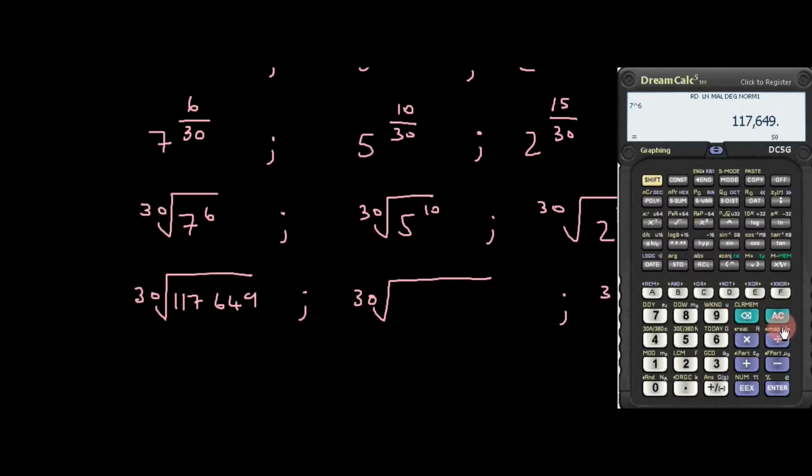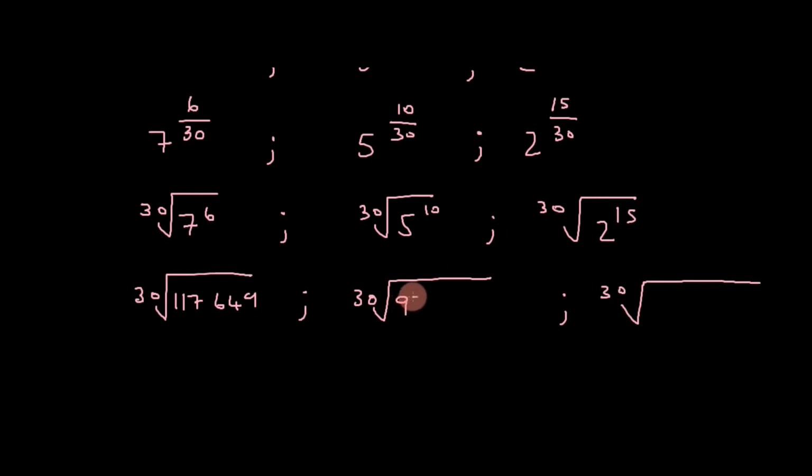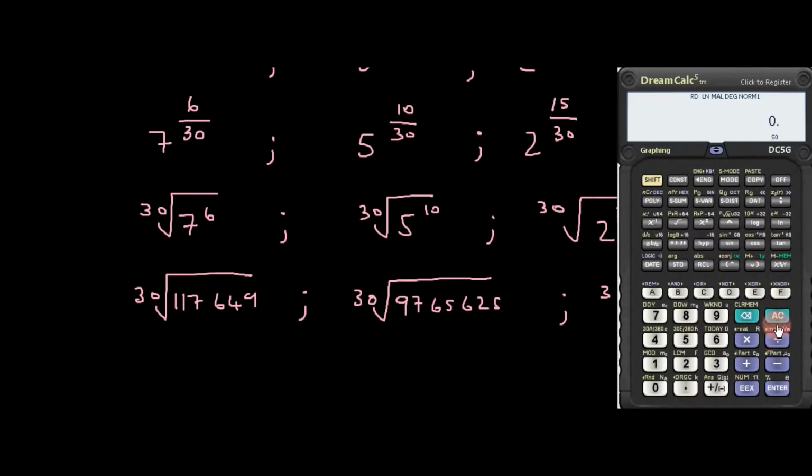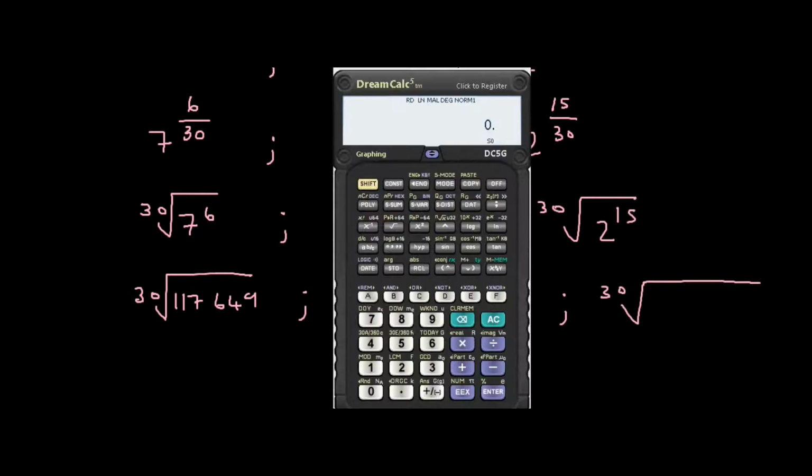Then we want 5 to the 10. So 5 to the power of 10 is 9765625. And then we want 2 to the 15. So 2 to the 15 is 32768.